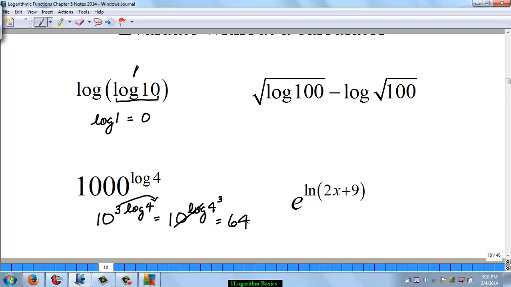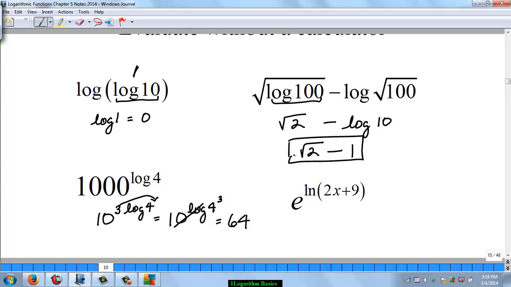This one I like up here. It's kind of cool because you can do it a lot of ways. So I look at this, say, oh, log of 100. Look at the inside. That's 2. So this is radical 2 minus, this is the log of the square root of 100, which is 10. So we know the log of 10 is 1, so my answer is radical 2 minus 1. Here I have e to the ln next to each other. Thanks for playing. 2x plus 9.